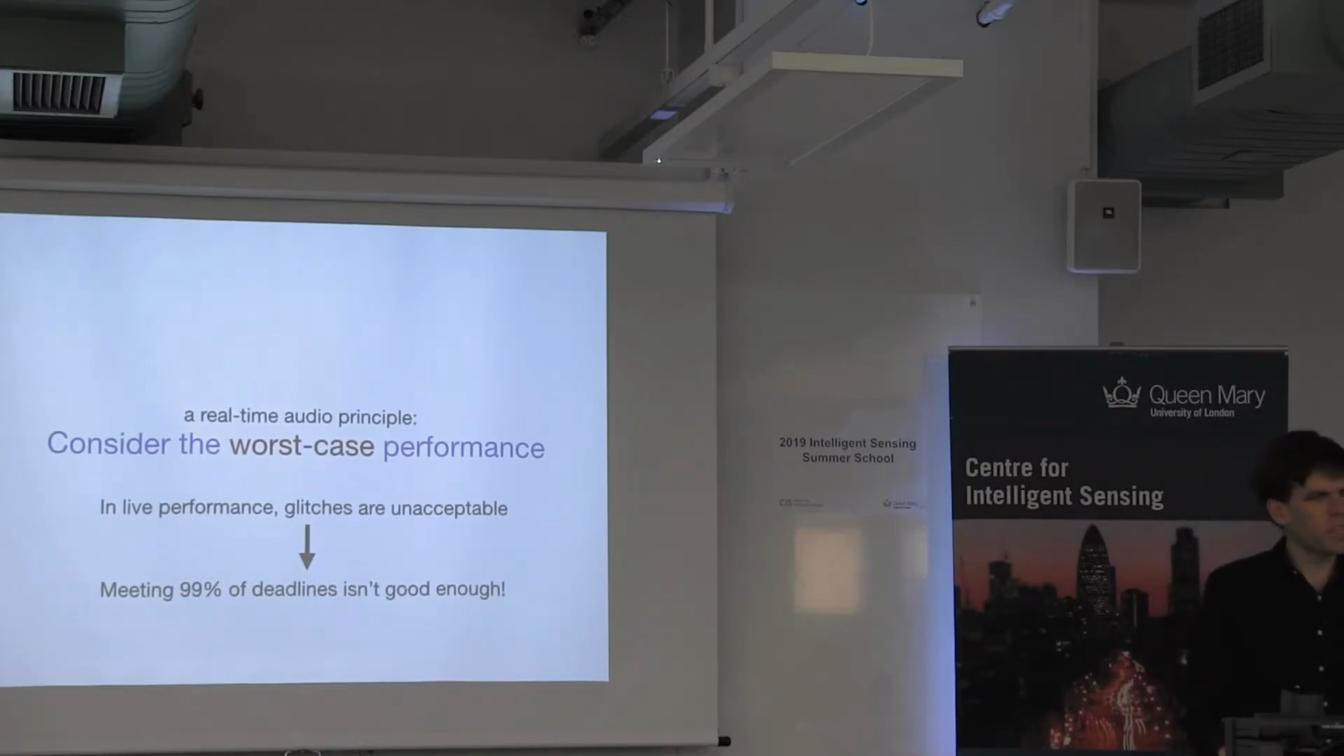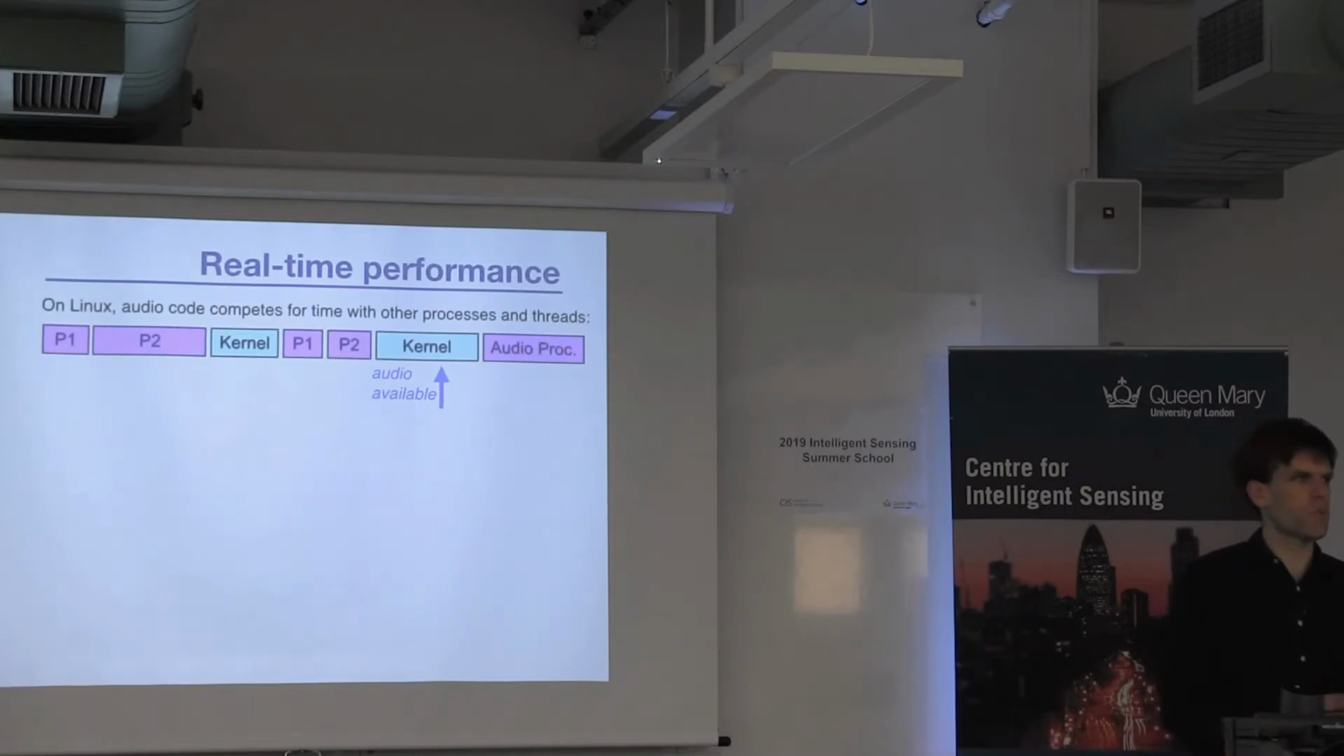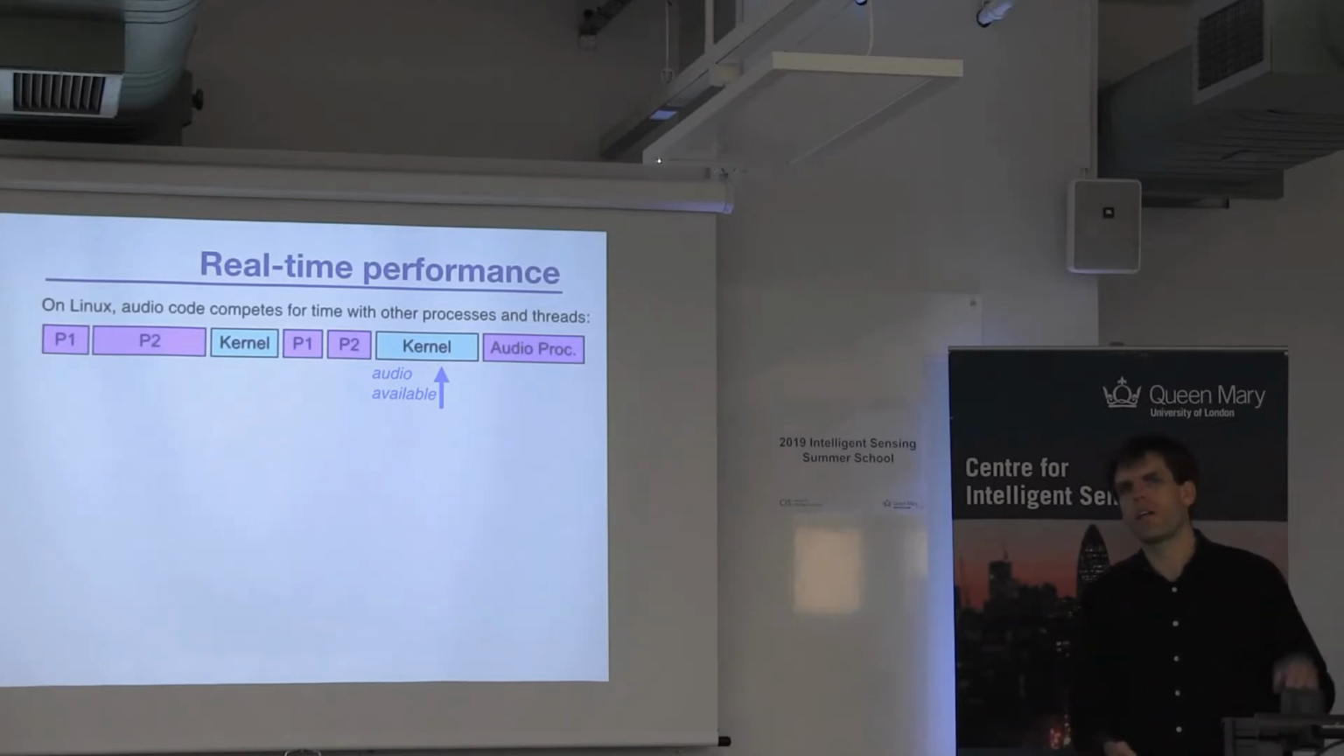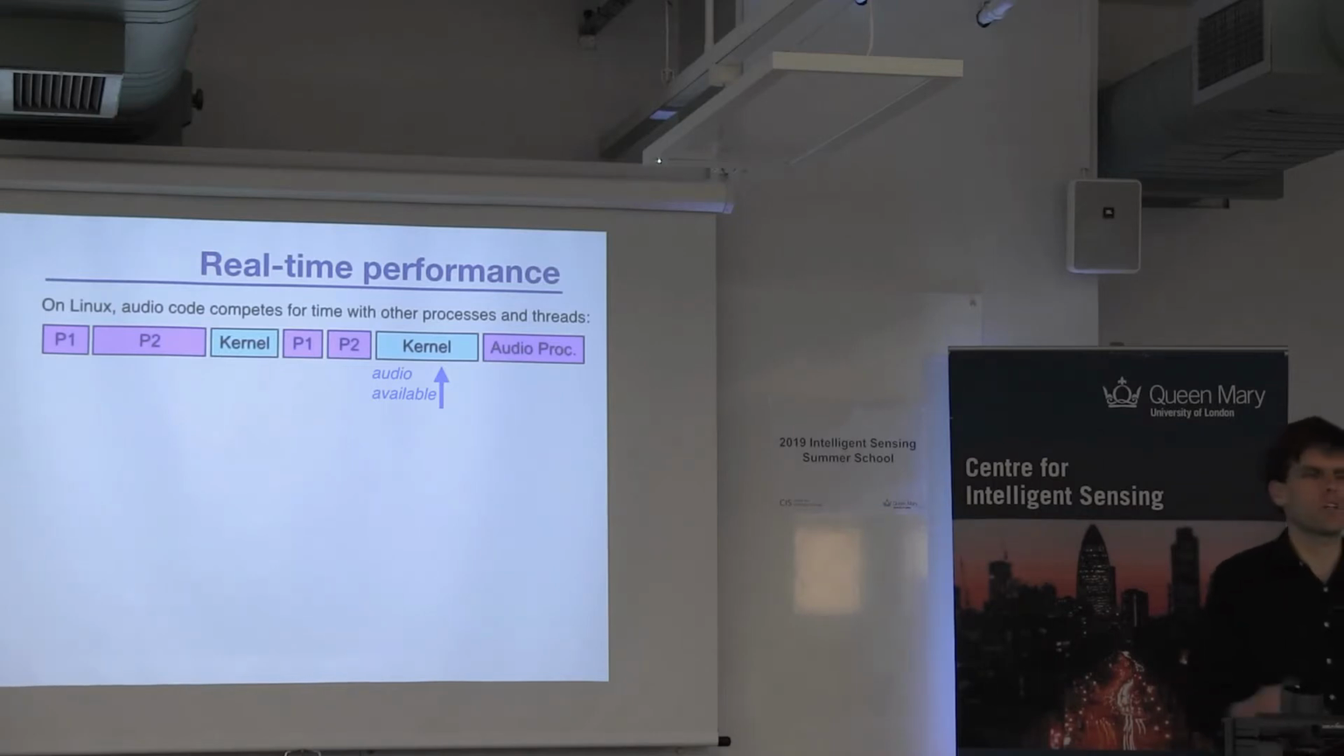And so what this means then is that we have to have very guaranteed timing performance. And here's the reason that this might be difficult. Let's suppose that you're on a Linux system, you're running a number of different processes. P1 and P2 are different user space processes that are running on your machine. You also have the kernel doing this and that. I don't know, maybe it's doing some sort of memory allocation, maybe it's doing a network operation, who knows. And then you have your audio process.